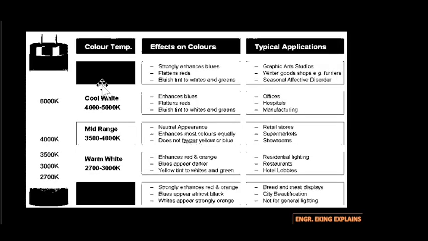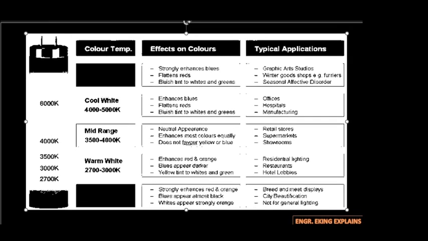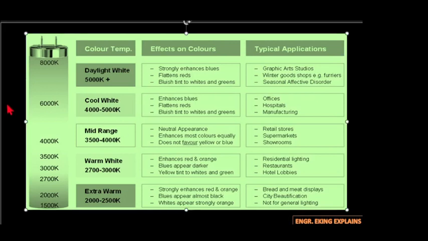So dito tayo sa mga type of light na nai-emit ng ating light, o ng ating lamp. So mga types of light. Okay, so we have daylight white, no? So this is for graphic studios, for winter goods shop or foyers, and seasonal affective disorder, no? Cool white naman, no? So for offices, hospitals, and manufacturing. Mid-range, so that is the usual na ginagamit natin. So retail store, supermarket, and showrooms, no?